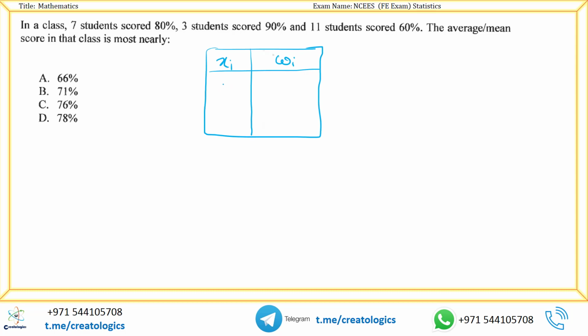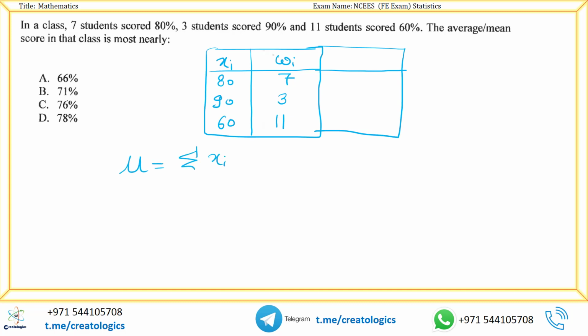In the class, 80% marks are obtained by 7 students, so the frequency will be 7 for that, and 90% marks obtained by 3 students, so the frequency for that is 3, and 11 students scored 60% marks, so 60 has the frequency 11. So this time data is like this. All we need to do is find the mean or the average. Mean is given by the sum of xi wi, the frequencies, divided by the sum of all frequencies. So just calculate these values and we will get our answer.